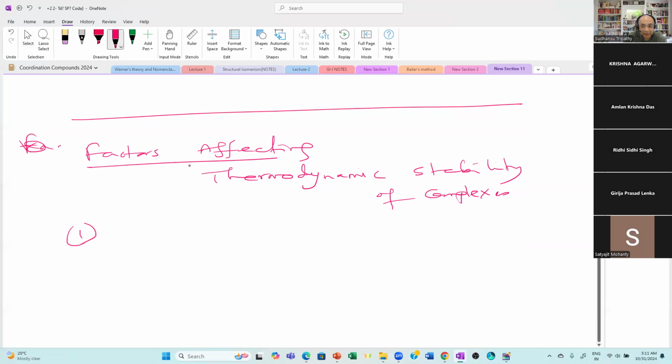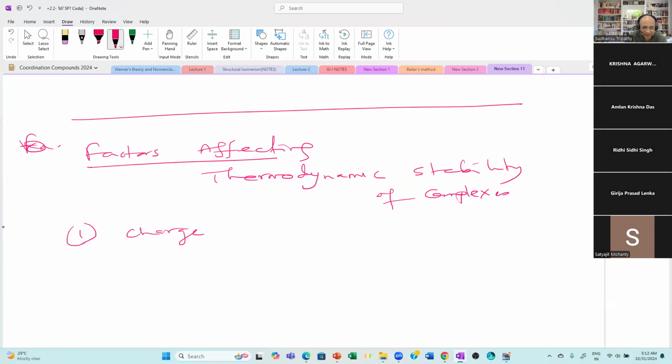First factor, let me write down from my memory. Factor is charge, and I'm talking about thermodynamic stability. Stability means thermodynamic stability, formation constant. And first, let us write down the points. Then we shall see how the stepwise formation constants multiplied together will give you the overall formation constant. That also I'll write down.